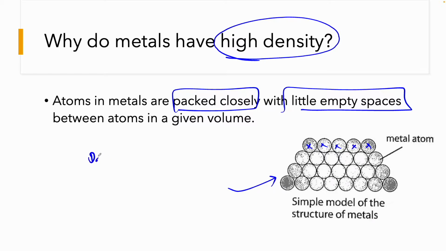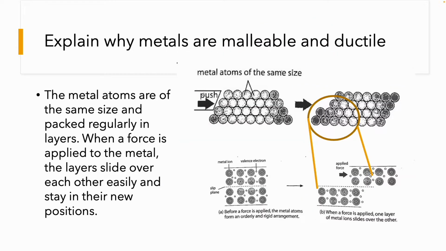Then we know that density is mass over volume. So the density will be high because mass is usually high within a given volume. And why the mass is high is because they are packed closely together. Okay, that's one characteristic. The second physical property is that metals are malleable and ductile.